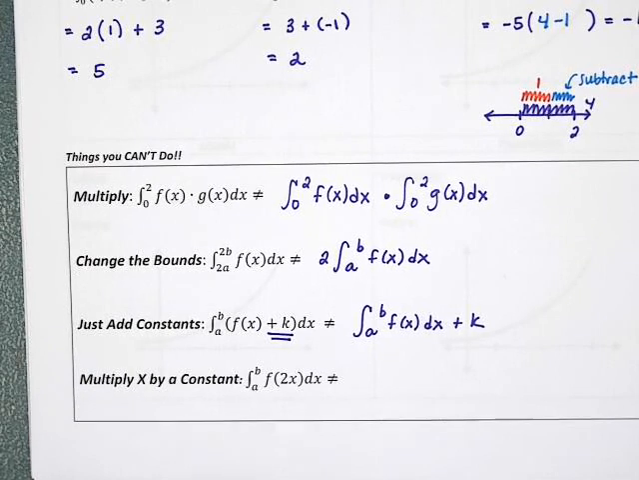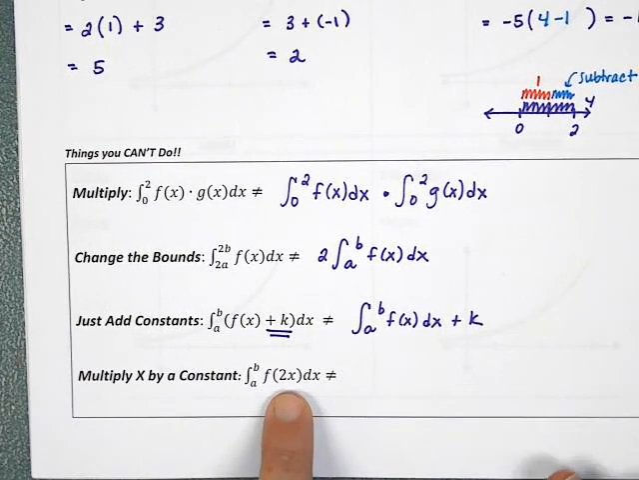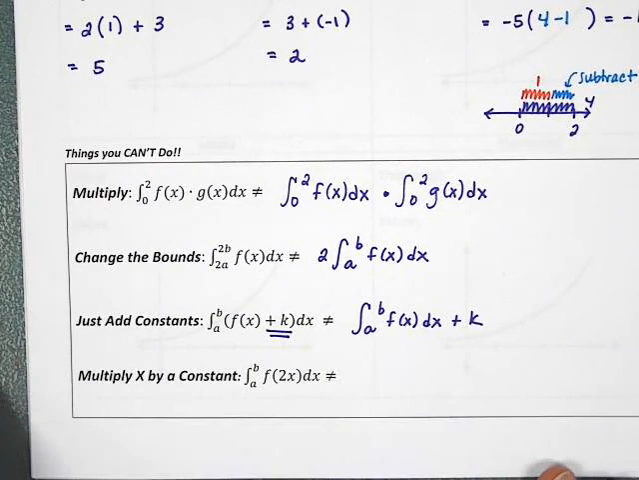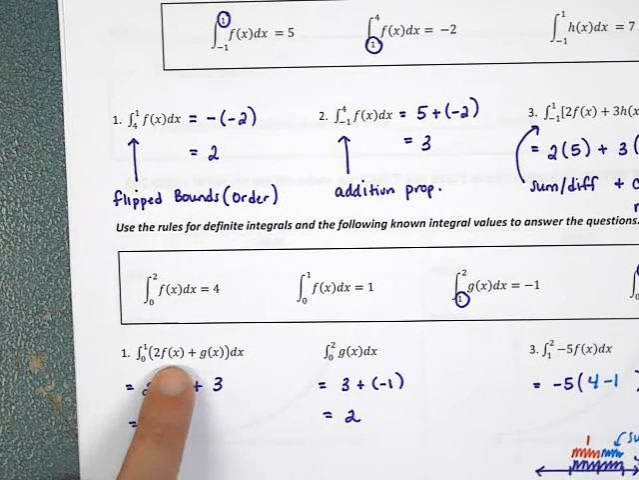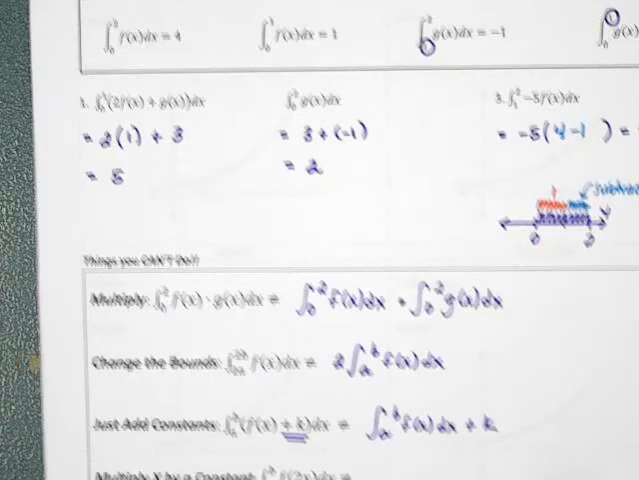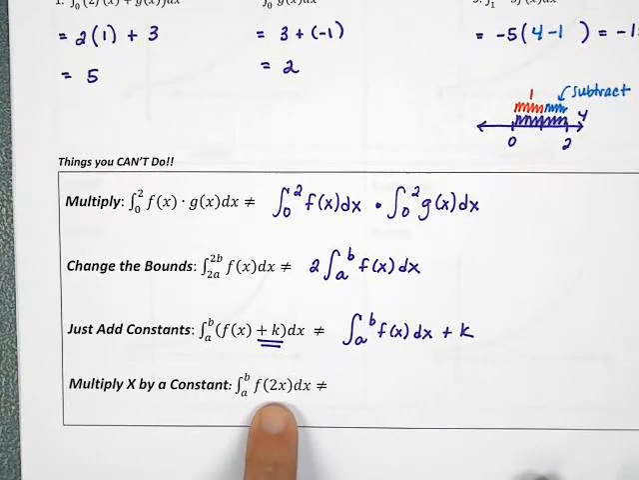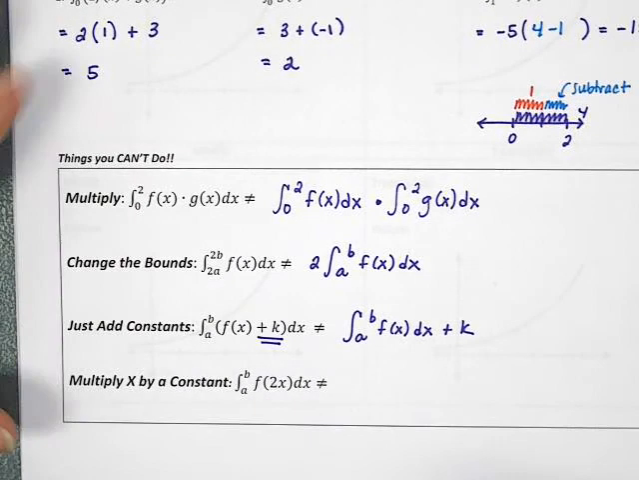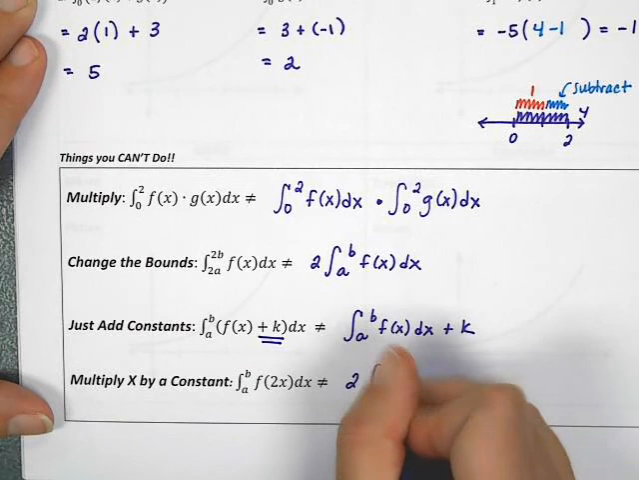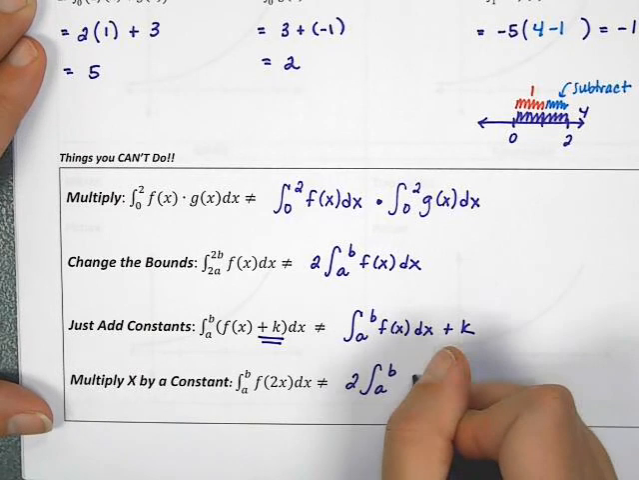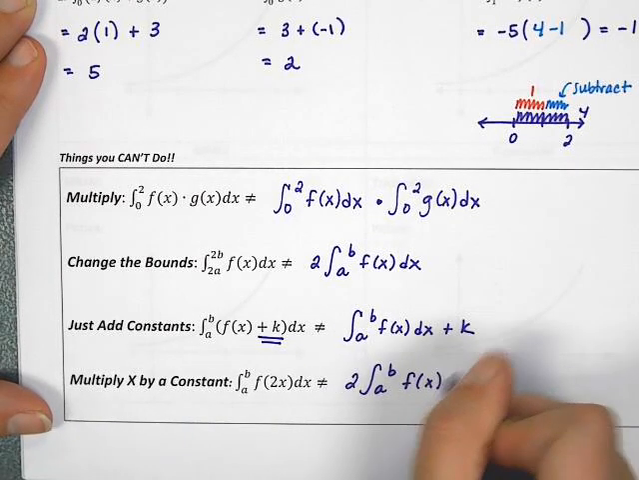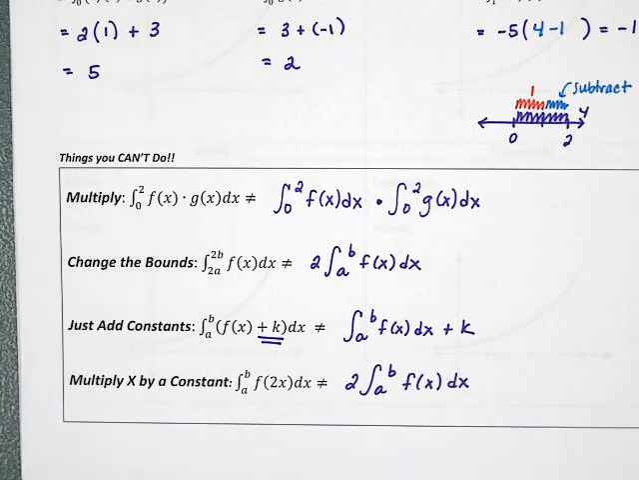And you cannot just change x. I'm allowed to multiply by a number to the y values, but changing the x actually distorts the function. I'm not allowed to multiply the x by 2. This is not the same thing as just multiplying the integral by 2. So that's not allowed. There are a lot of things you're allowed to do, but there are also a lot of things you're not allowed to do. So it's really important to be aware of that and watch out for some of those common errors that students make.